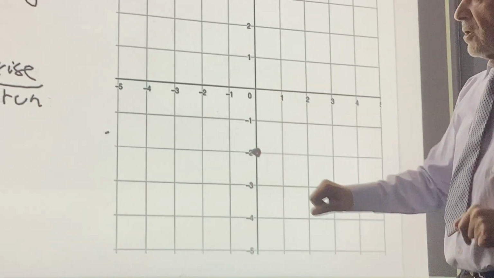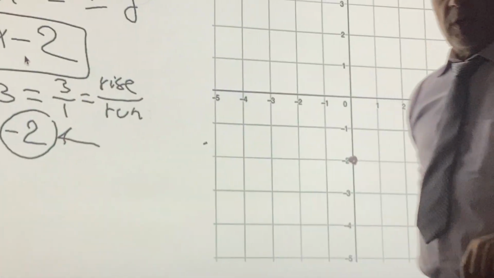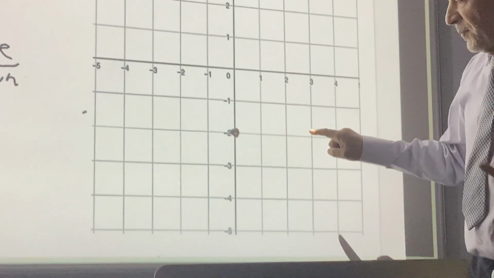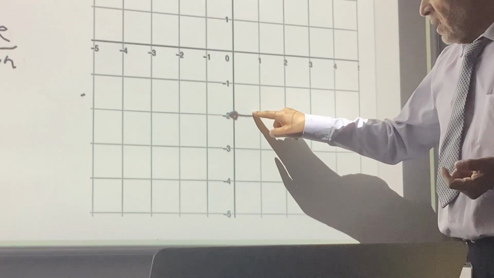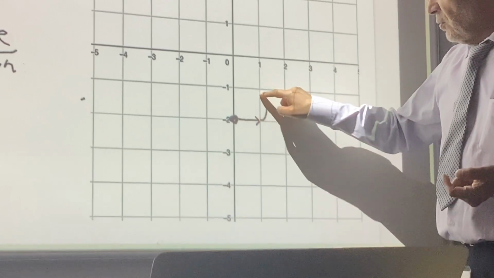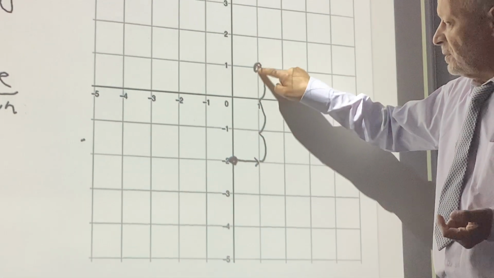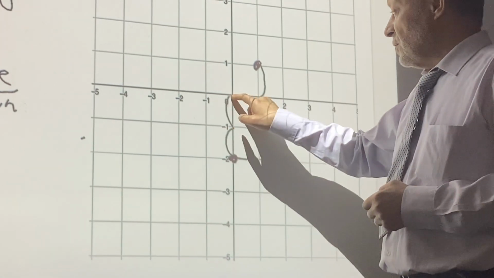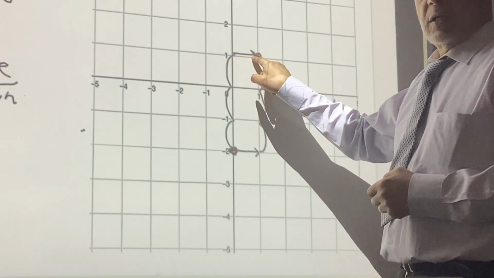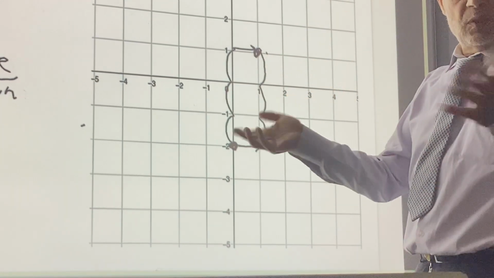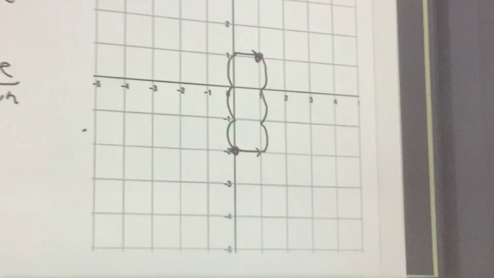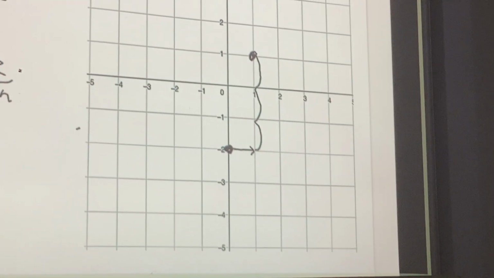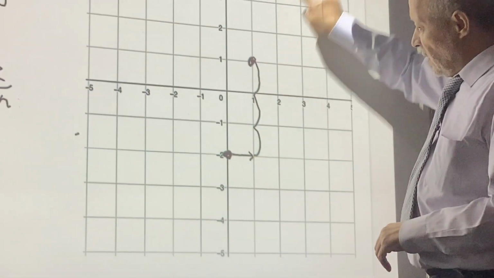Now we use the slope, 3 over 1. So how do I do that? I go run 1 and up rise 3. 1, 2, 3, and I'm here. Or I do rise 3, 1, 2, 3, and then run 1. You go to the same point. It doesn't matter which one you start with. Now we have 2 points. We can join them.